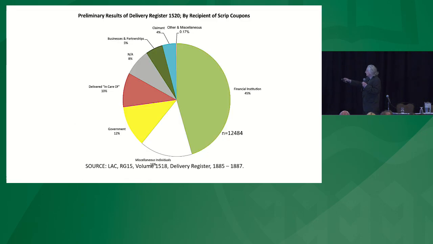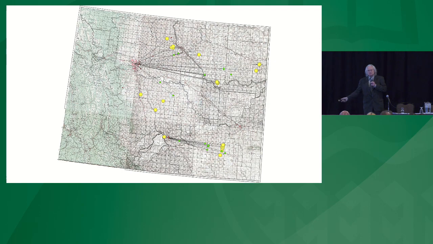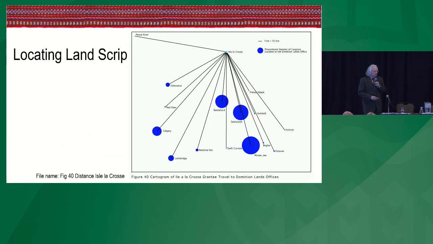This is a much larger set of coupons, over 12,000, financial institutions, right? So they weren't in possession of the coupons. That's why it's important to make a distinction between coupons and scrip, right? It's very important. We can map all this out. Calgary, Edmonton, we can map it down to the lands that exist today.